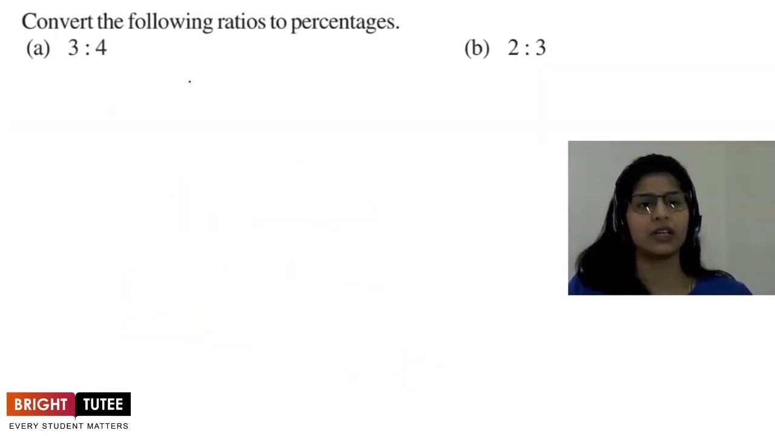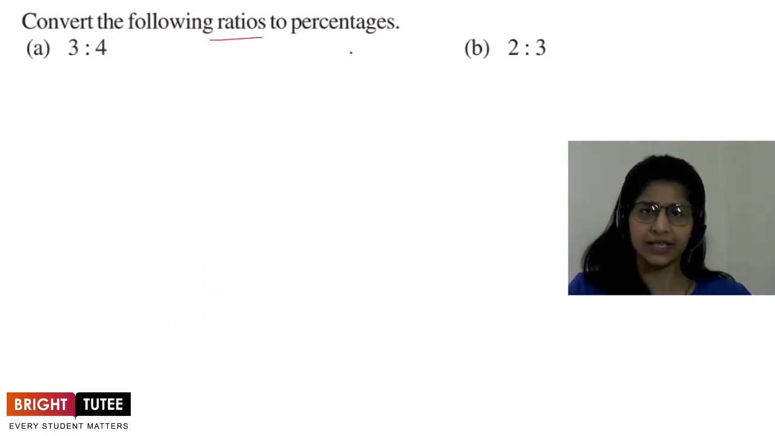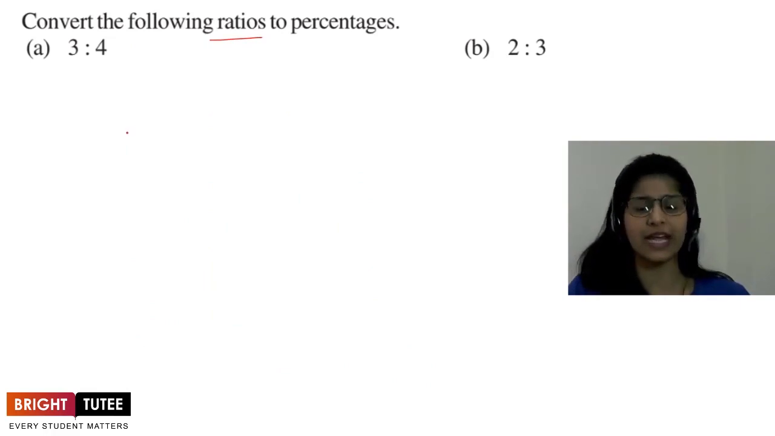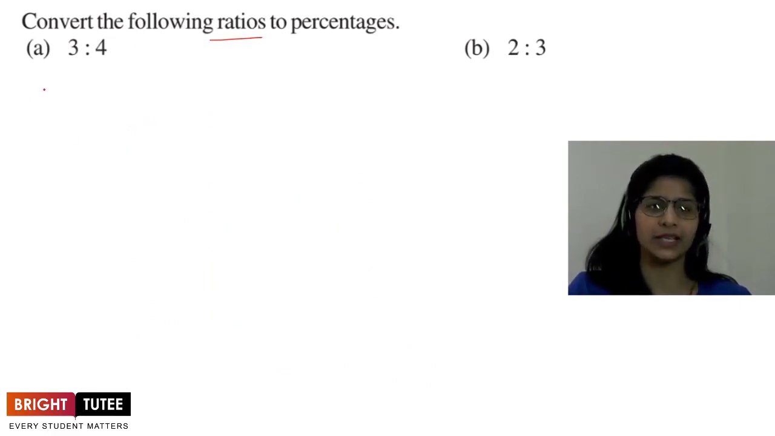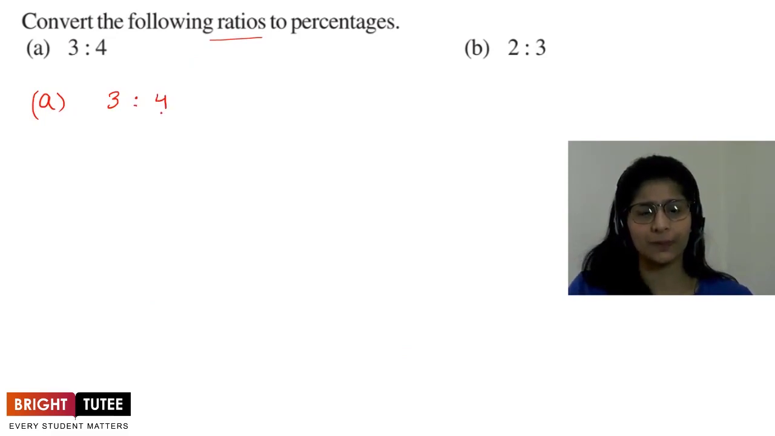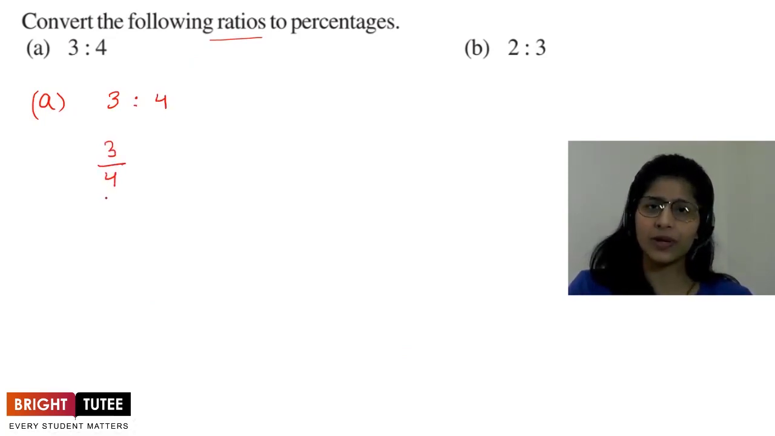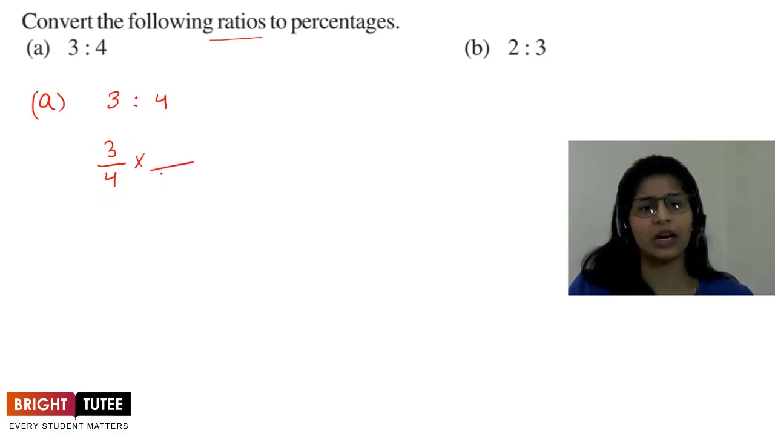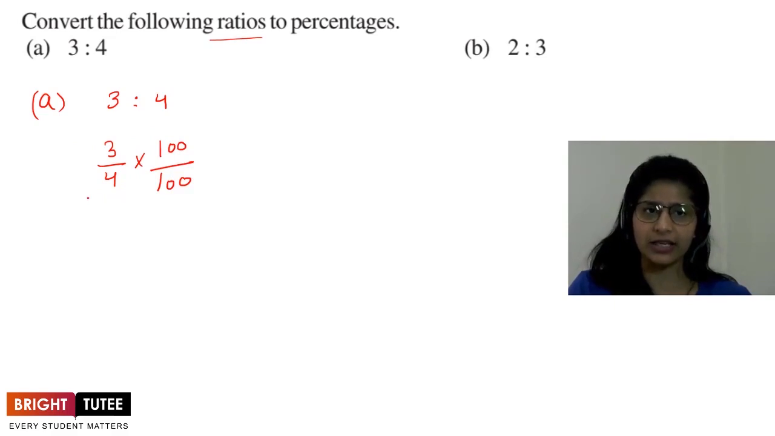In this question, we have to convert the following ratios to percentages. We have been given ratios, and we have to convert them into percentages. The first one is 3:4. So we will write 3 upon 4. Now to convert into percentage, we want 100 in the denominator, so we write 100 in the numerator.